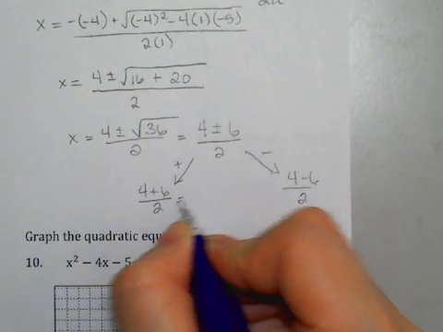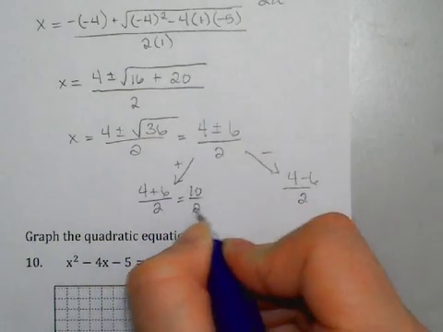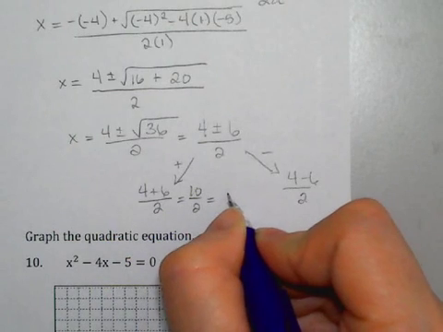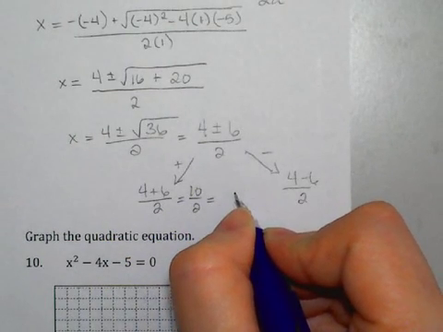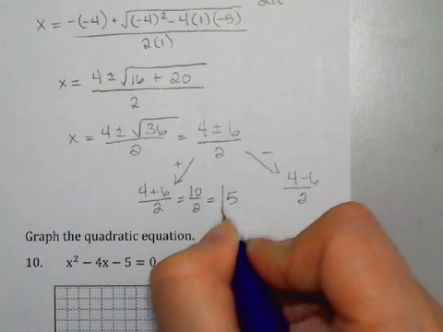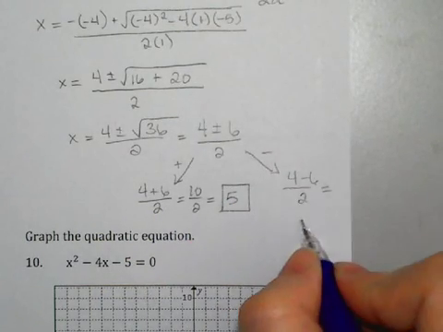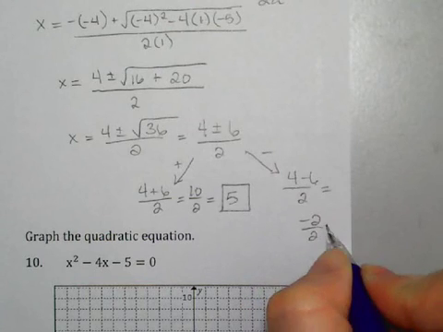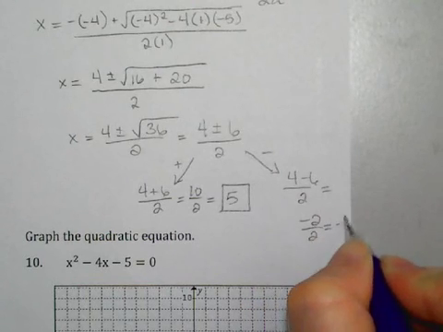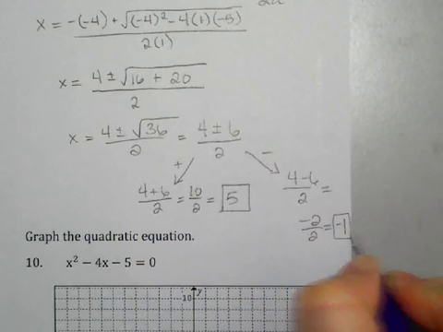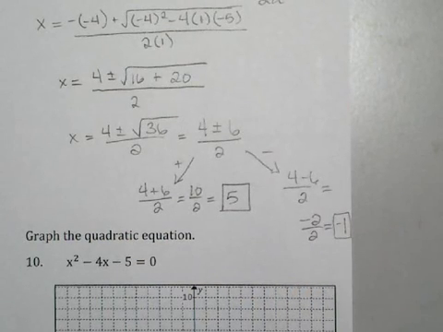4 plus 6 is 10 divided by 2 is what? 5. And then 4 minus 6 is negative 2 divided by 2, which is negative 1. And those are your two answers for number 9.